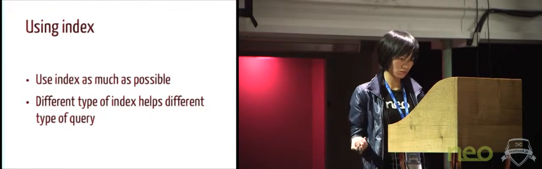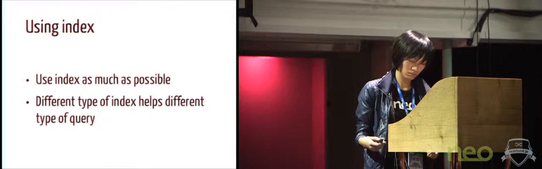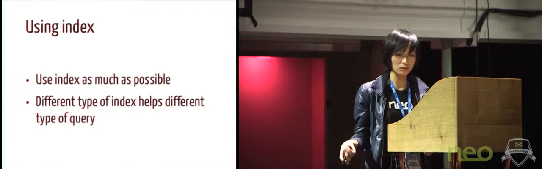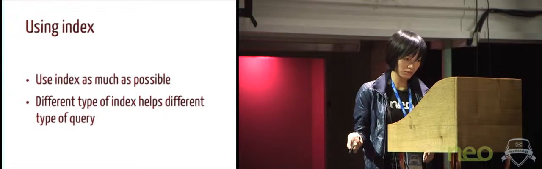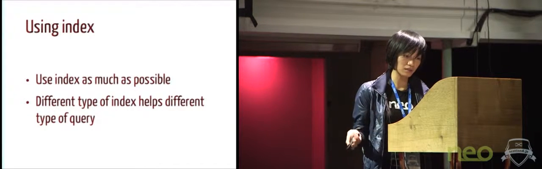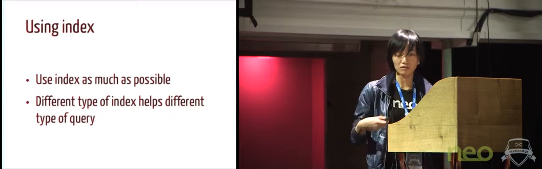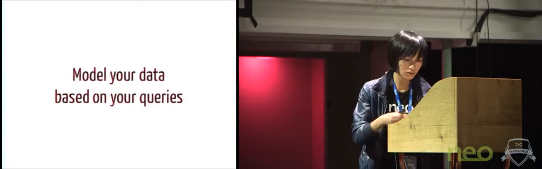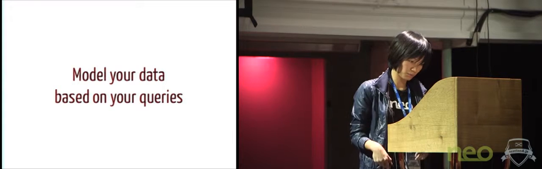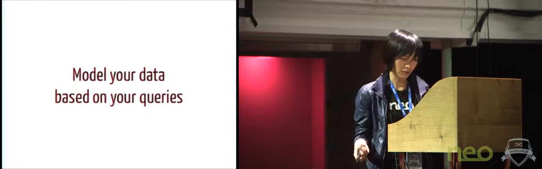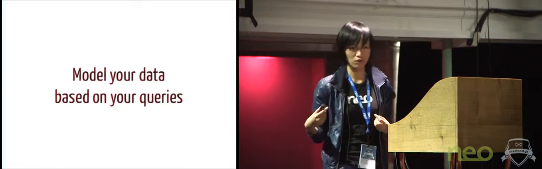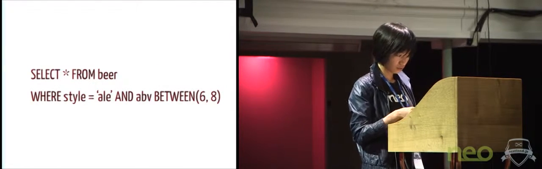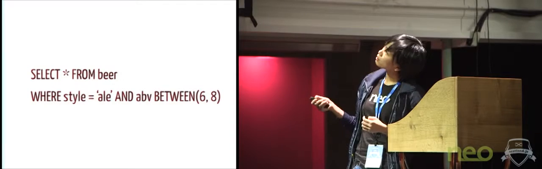Lastly, use index, because index is much faster for you to iterate through your data. Also, even more important, use different types of index, because different types of index help different types of queries. A note for people from a relational database background like myself: model your data based on your queries. Don't follow normalization. So, an example about that.